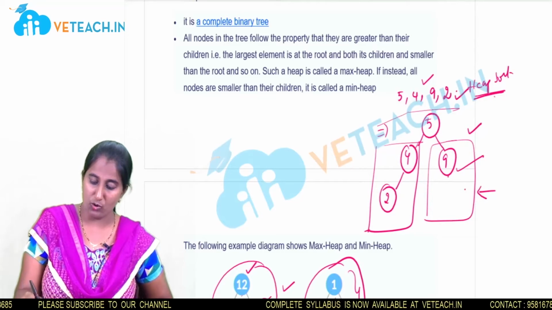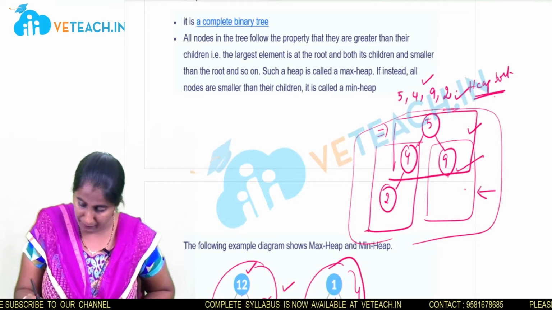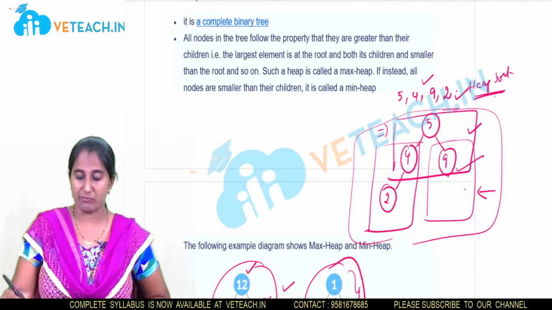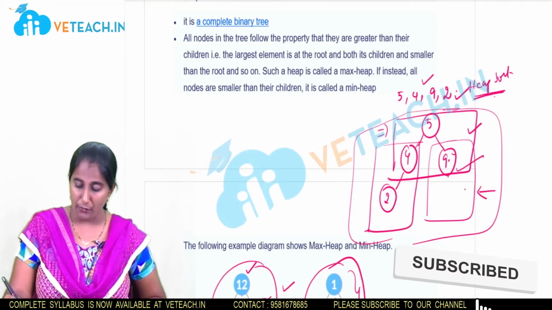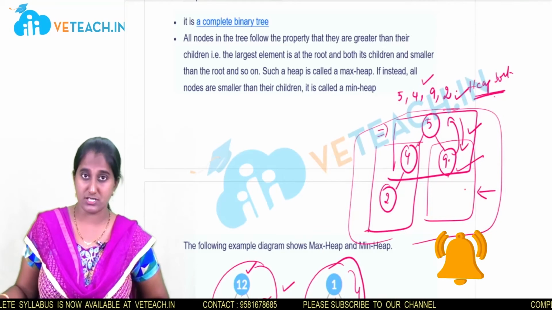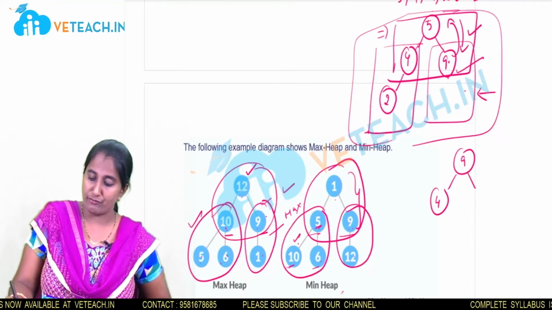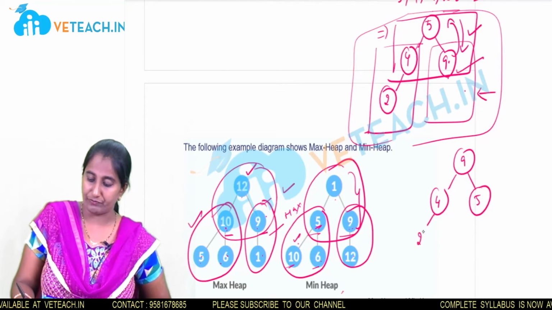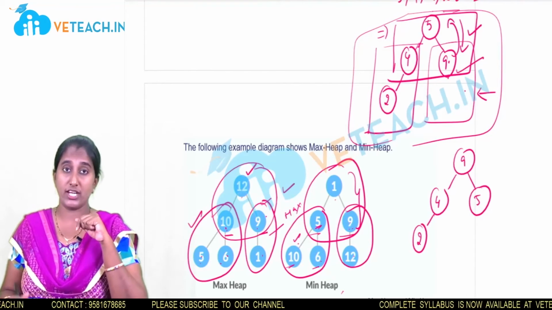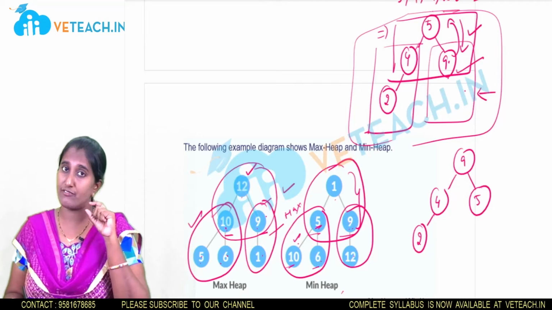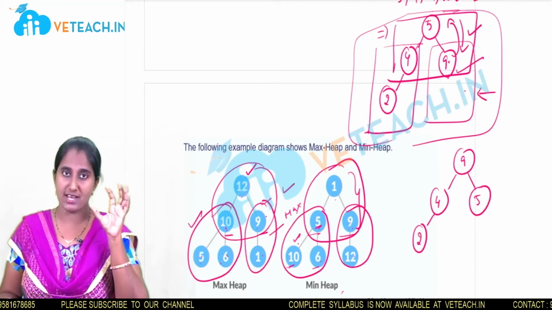Now consider this whole tree. This is not a max heap. Which one? This one: 5, 4, 9 is not a max heap, because 9 is the maximum. Whenever the tree is not a max heap, we need to swap those elements with the maximum element. So it becomes 9, 4, 5 and 2. Whenever swapping takes place, again you need to check whether each and every subtree follows the heap property, until no modifications are done.